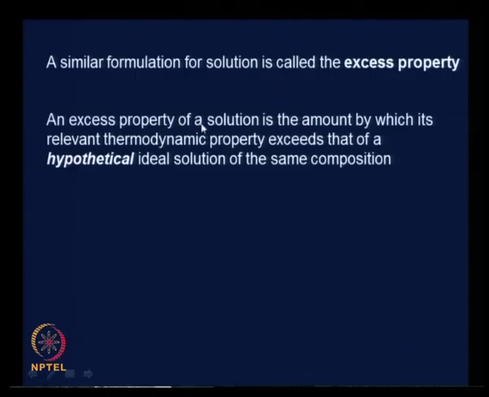An excess property of a solution, as you would have guessed, is the amount by which the relevant thermodynamic property exceeds that of a hypothetical ideal solution of the same composition. Okay. You need to keep this in mind. We are taking the difference between actual and ideal. The ideal is hypothetical, it does not really exist, it is what it would be if it is ideal.